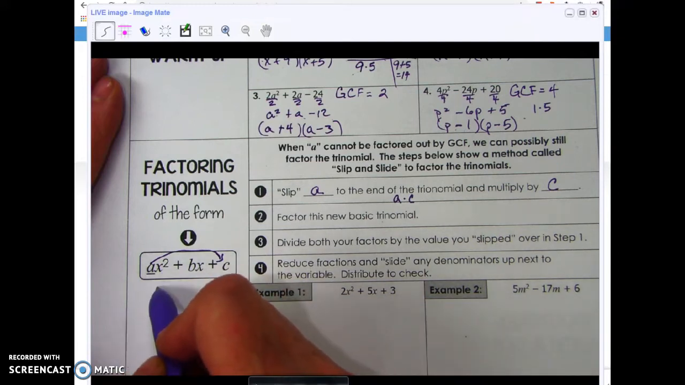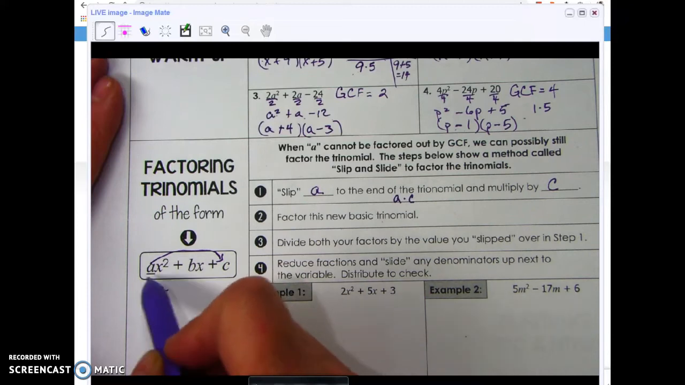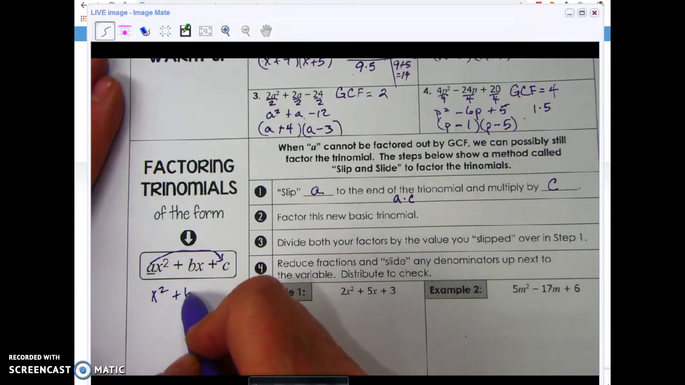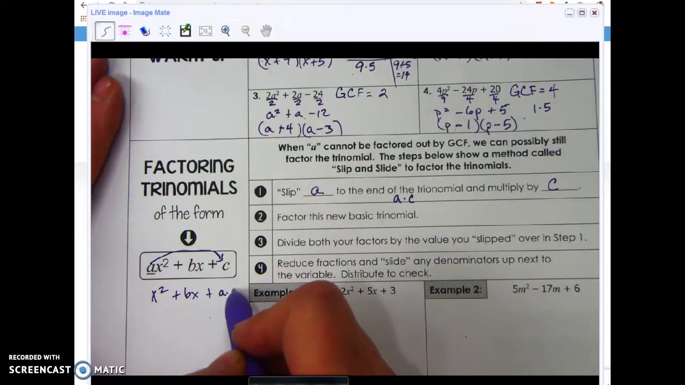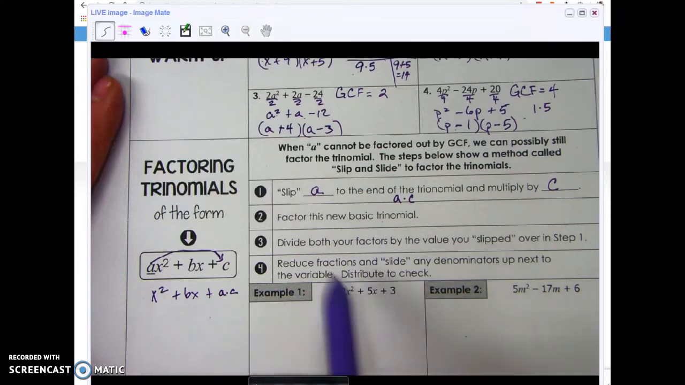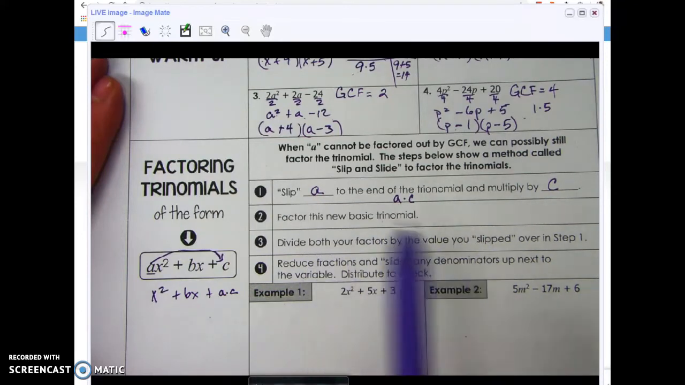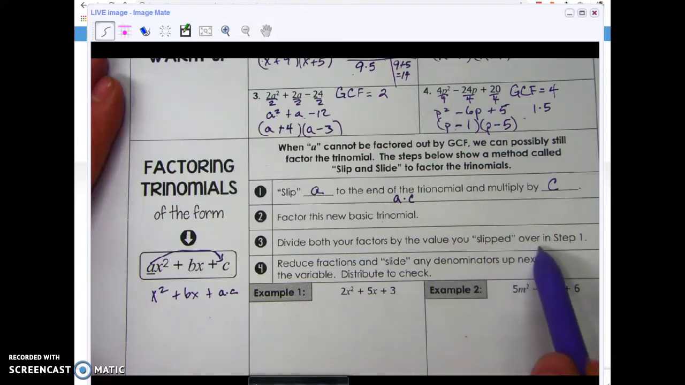So my number here is going to be x squared, because the a is going to be a 1 now, plus bx, whatever that is, and then plus a times c will go here. So then I factor that new basic trinomial, and then I divide both of those factors by the value that I slipped over in step 1. Now this is just the instruction. I'll be showing you how it works.